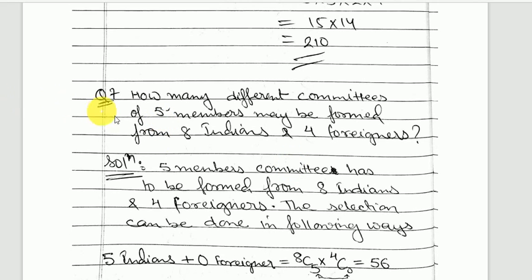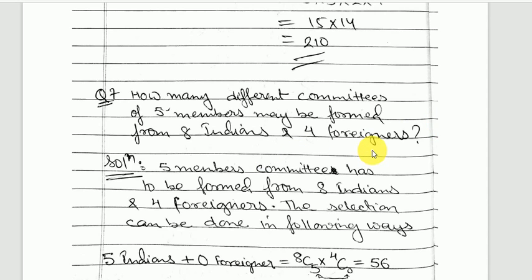Okay, next question is question number 7. How many different committees of 5 members may be formed from 8 Indians and 4 foreigners? So here one committee has to be formed which will have only 5 members, and those 5 members have to be selected from 8 Indians and 4 foreigners.